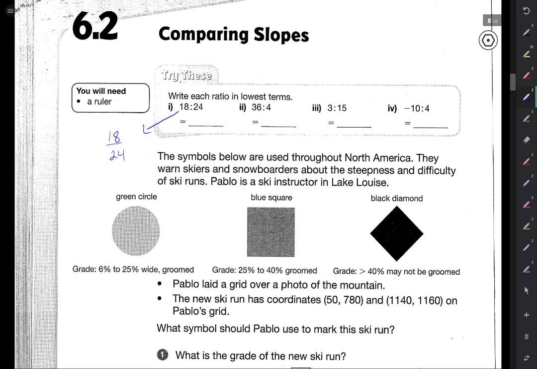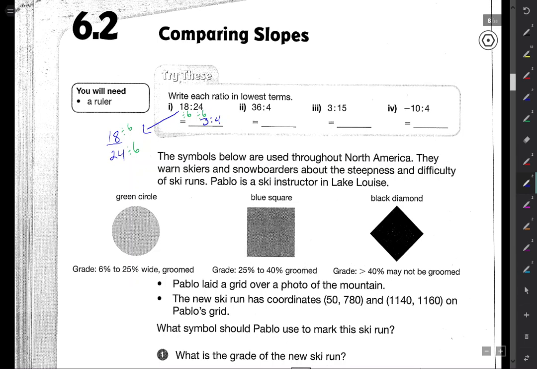So when it says to write each of them in lowest terms, we can reduce them the same way we would with a fraction. So for 18 and 24, think of a number that divides into both of them. For these ones, you can divide them both by 6. If you do the same thing here, divide them both by 6, we can reduce this ratio to 3 to 4. And you can do the same thing for the next ones here.